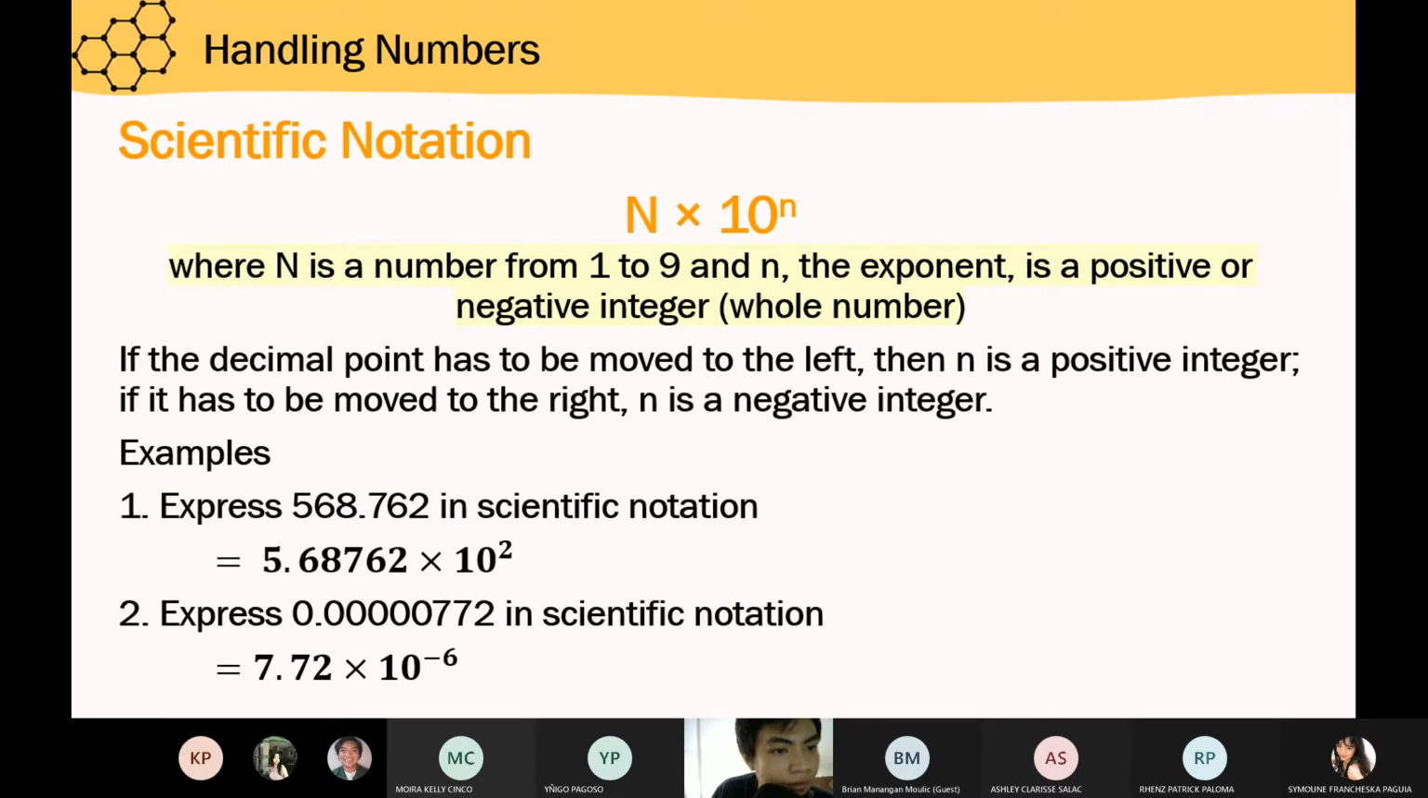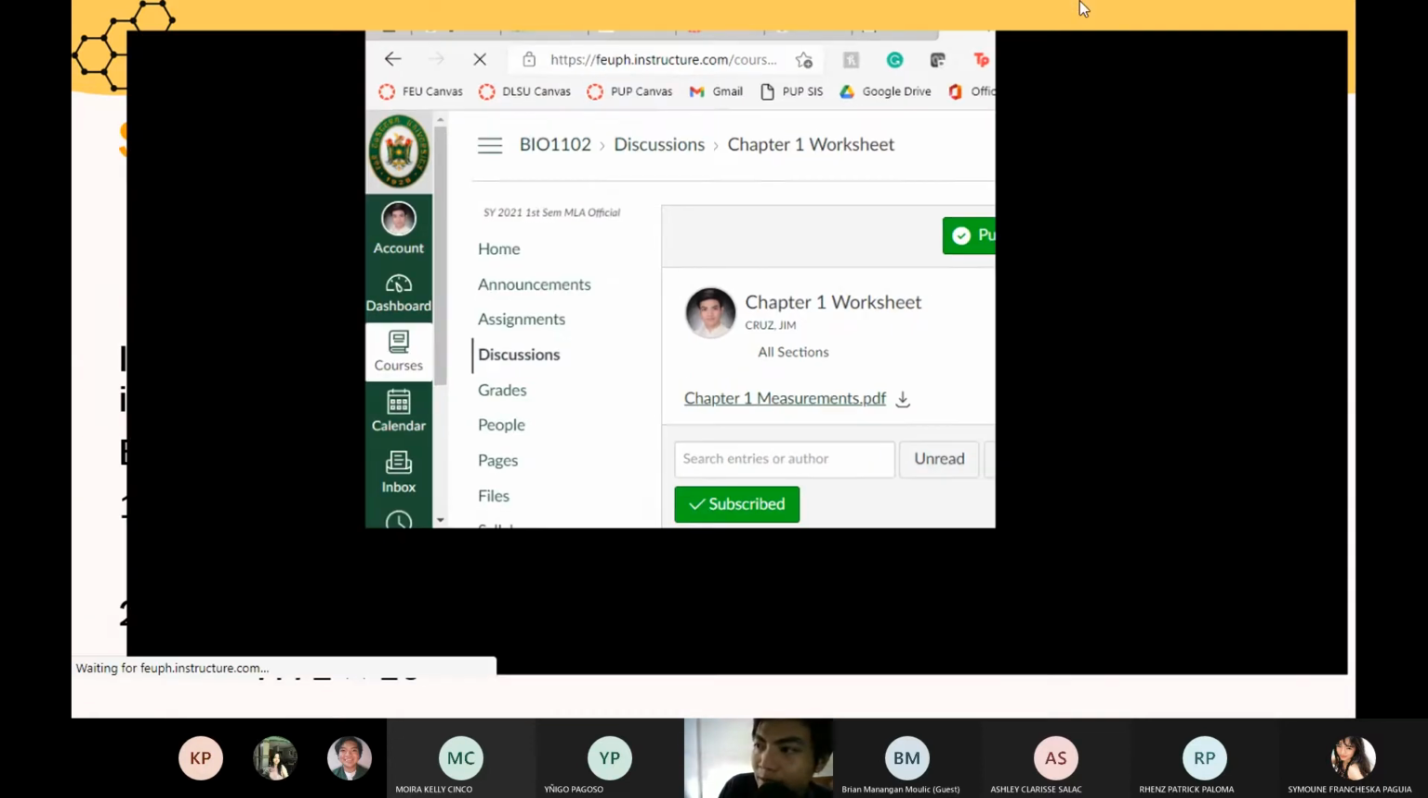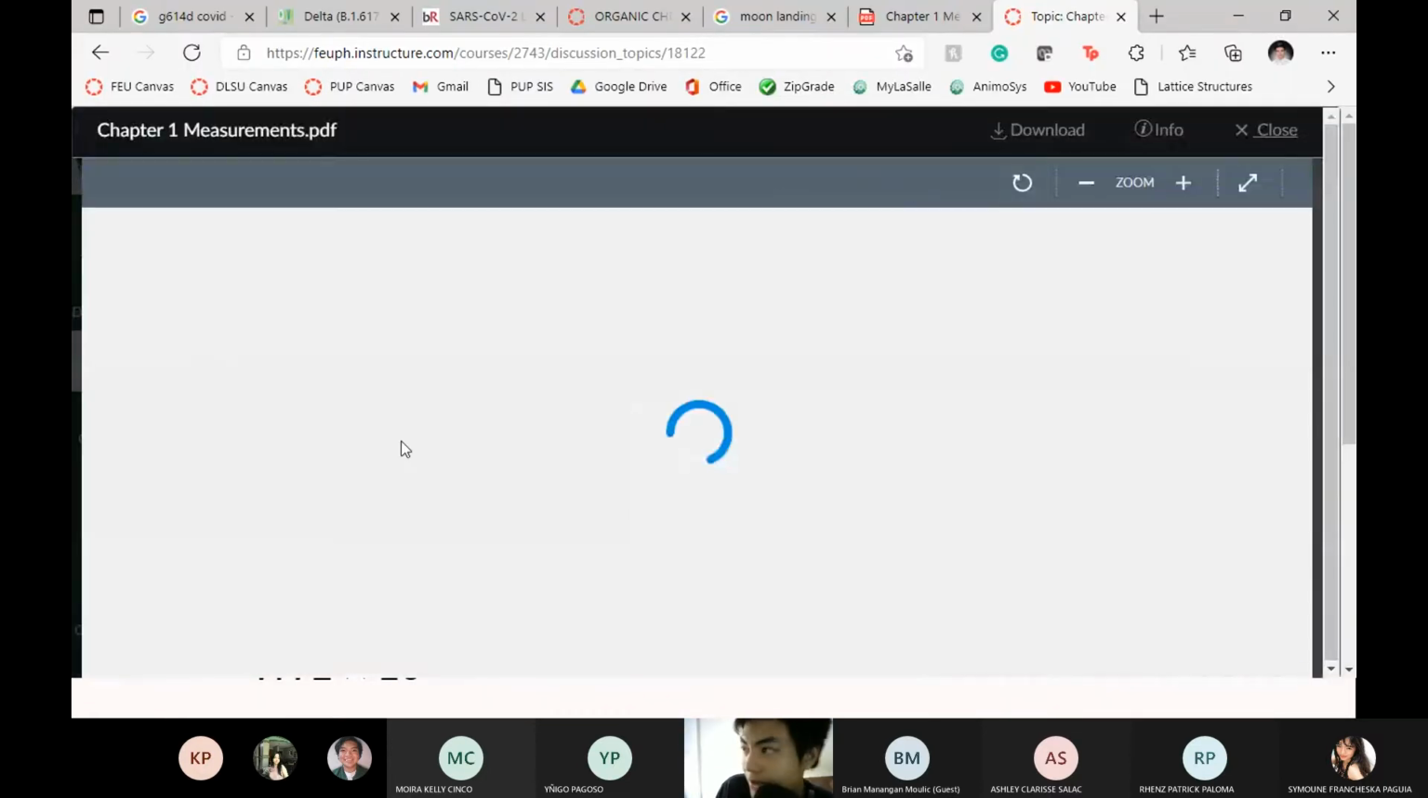Lab ito. Wait lang, upload ko sa Canvas. So, open na kayo ng Canvas. May upload ako. Sa discussion ako maglalagay. Okay, so ayan na, naka-upload na sa Canvas. You can download it. Punta lang kayo sa discussion.